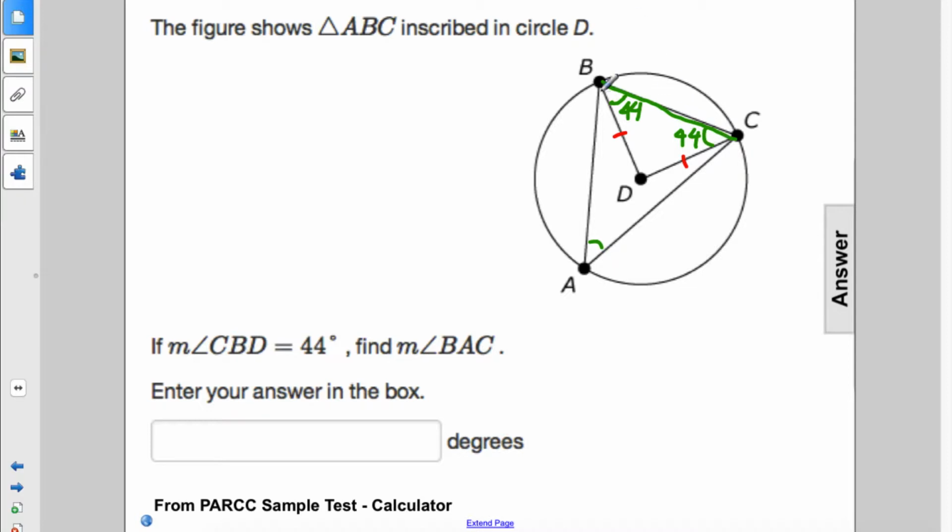Now, because of the triangle sum theorem, we know that all 3 of the angles in here add up to 180. So 180 minus 44 gives us 92 degrees here. That makes the arc here 92 degrees because this is a central angle. This is an inscribed angle, which is half of the intercepted arc, so this is going to be 46 degrees right in there. 46.